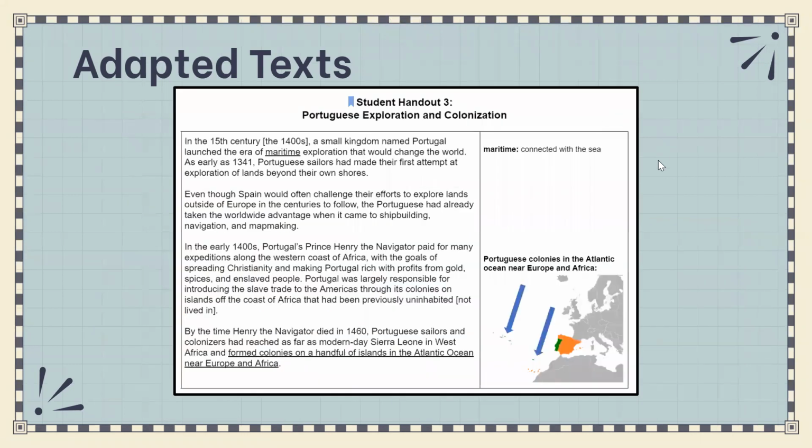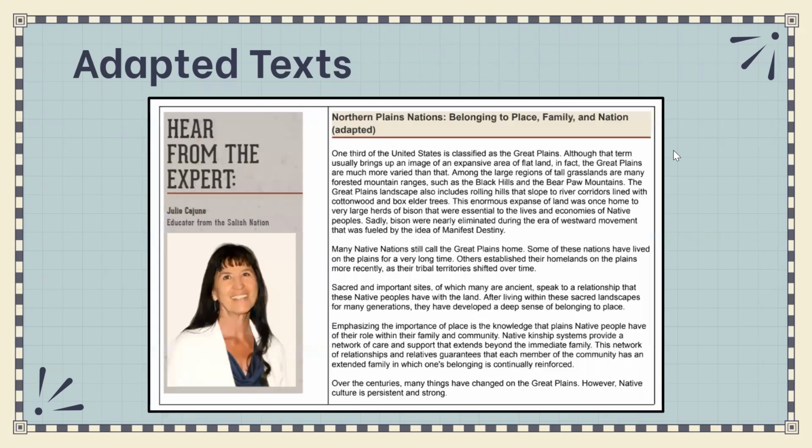Another thing we do is a lot of vocabulary clarification. In addition to word cards, you'll sometimes see vocabulary that's not in the word cards is pulled out and explained. So in this source in Unit 1 about Portuguese exploration and colonization, we've defined the word maritime just to the right of the text so students have it. We also have built in graphic organizers. So you can see in this one, it's showing where these Portuguese colonies in the Atlantic Ocean lay, just so students can visualize that text a little better as they read it.